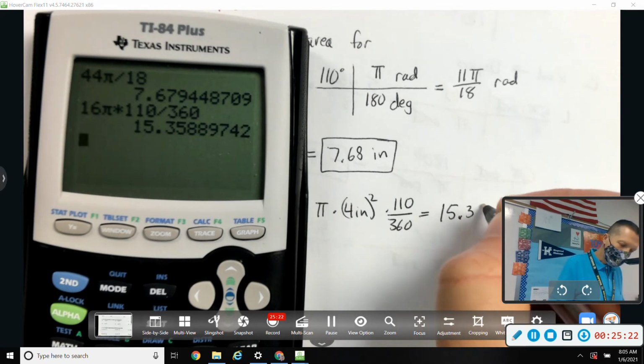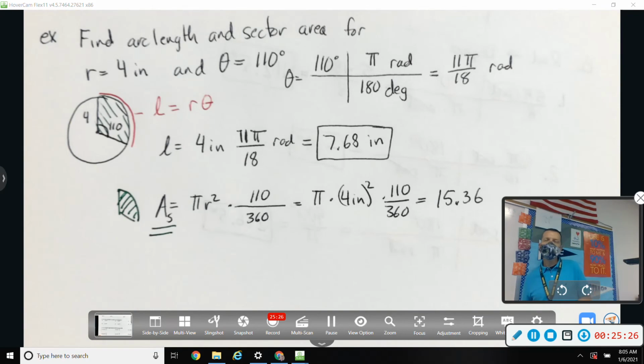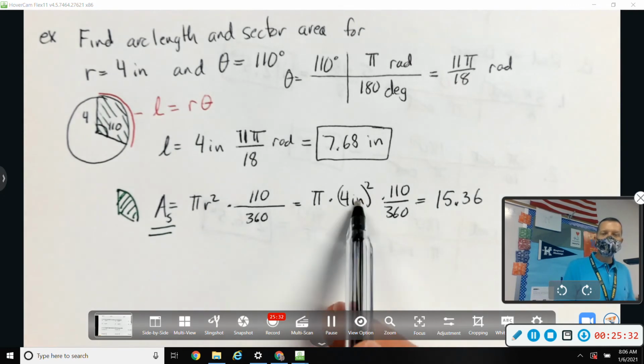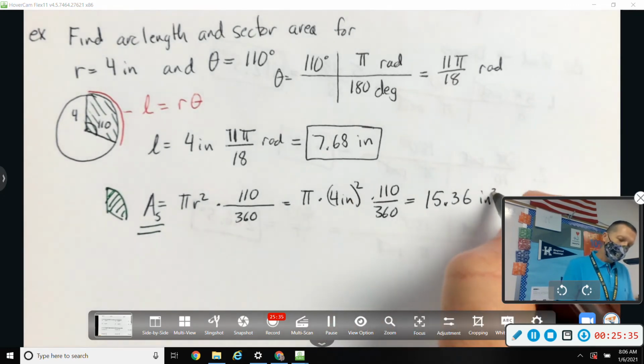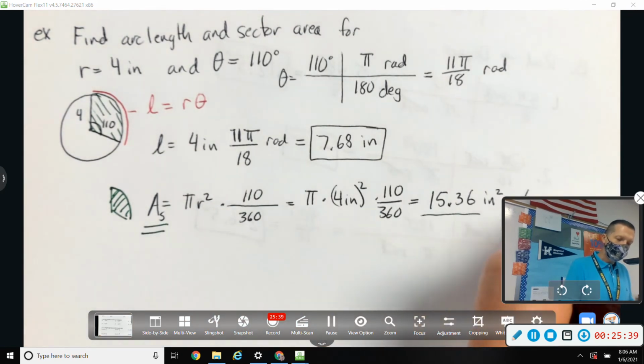15.36. What are the units of that? Inches squared. For one of two reasons. One is, well, I squared inches, so I've got inches squared. A different reason would be I'm doing area, so I know what area units are. That's inches squared.